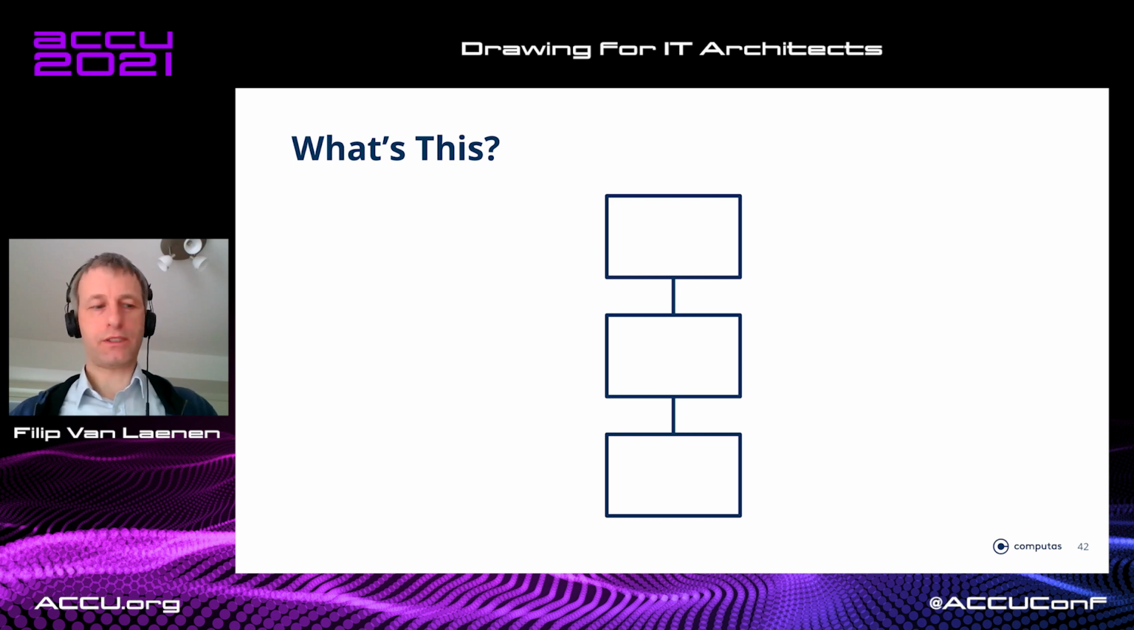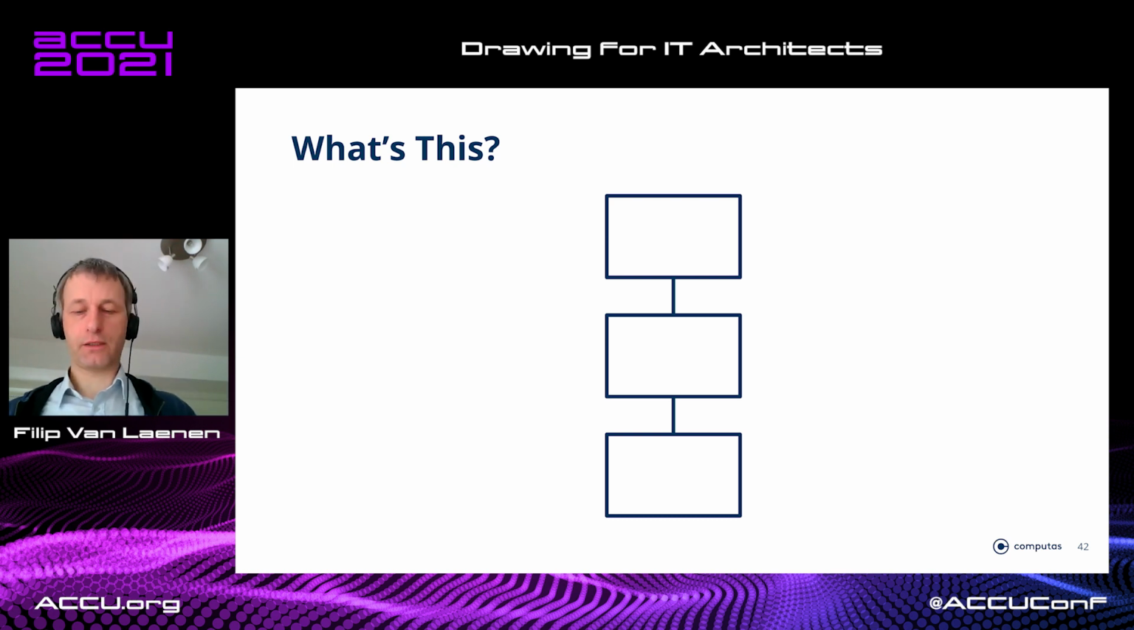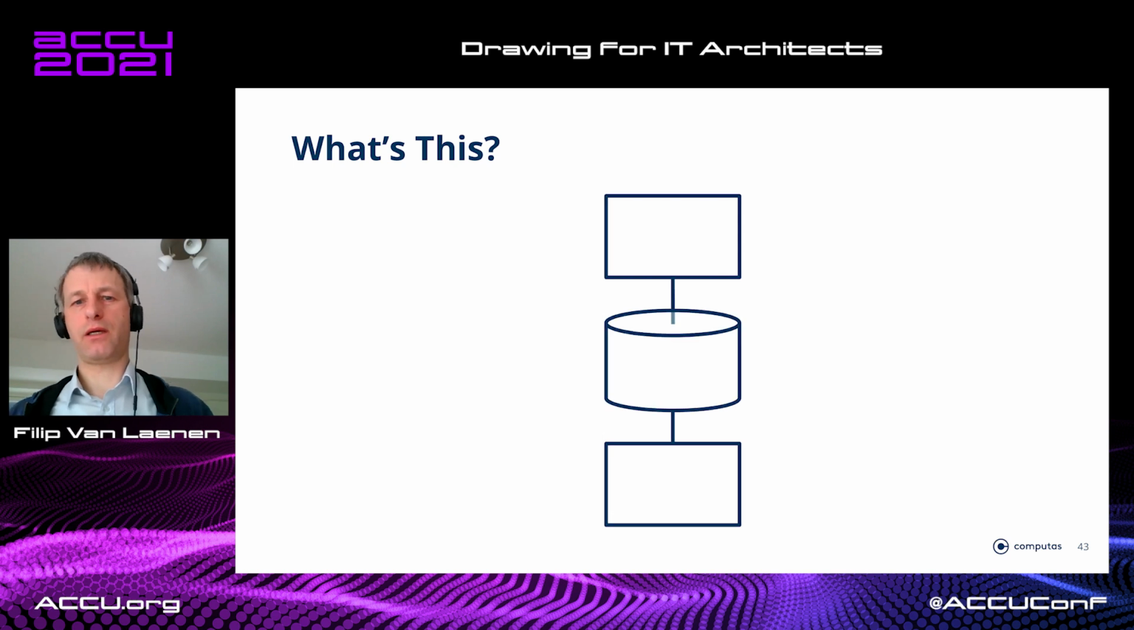The question is, what's this? And this is three rectangles connected to each other. Maybe it's something like a user interface with some middleware or something, or an application server and a third component behind it. If I would say that this is the user interface, an application server, and a database, you would say, yeah, but I wouldn't draw it like that.